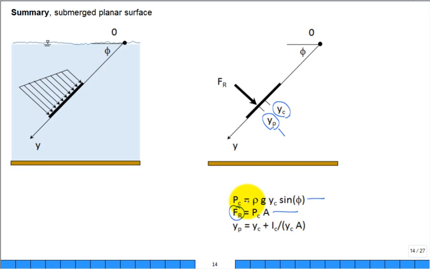Then I want to locate where y of the center of pressure is. It's almost the centroid, but add to it a little bit. What do you add? You add I sub xxC, that centroidal x-axis moment of inertia for that area, divided by y sub C times A. That's the addition to move it a little further below y sub C. So that's a good summary. I don't think any of that's beyond you. You can solve problems. But now let's get to your question, I believe.